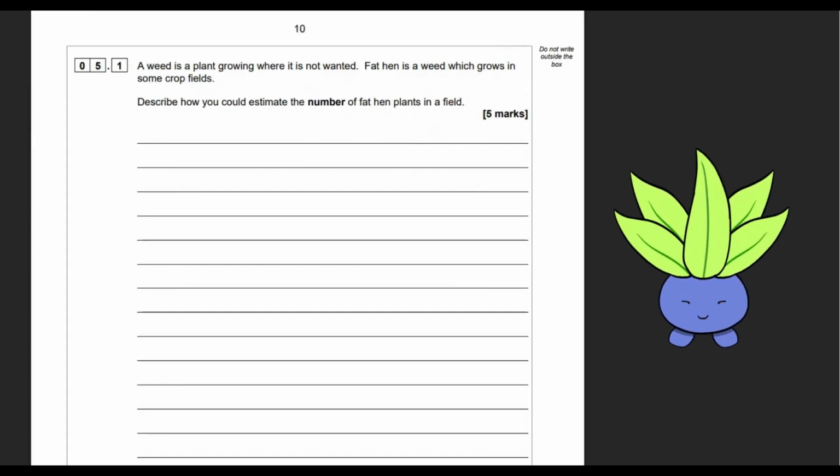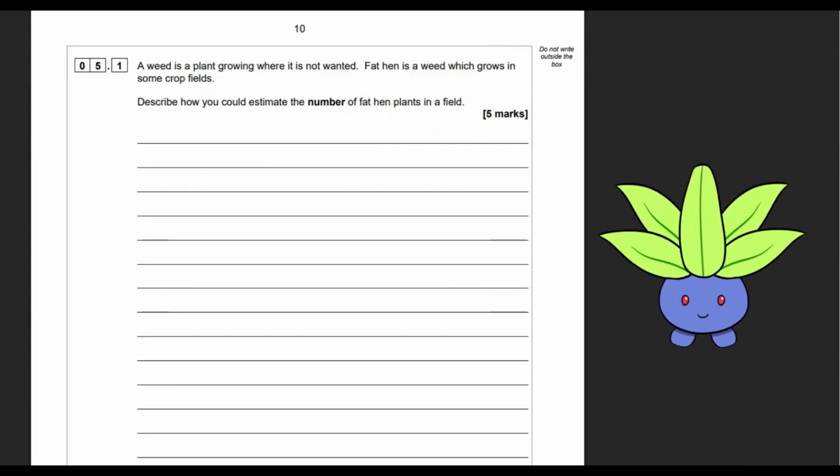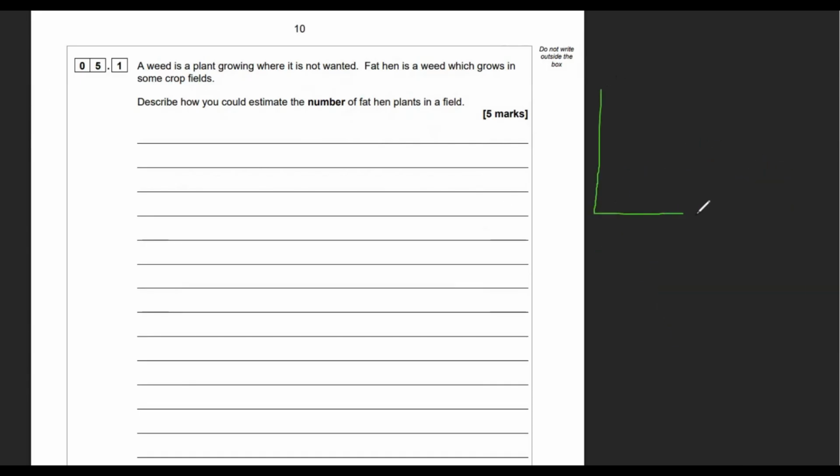I'm going through an A-level biology walkthrough question on the use of quadrats for sampling. A weed is a plant growing where it's not wanted. Fat hen is a weed which grows in some crop fields. Describe how to estimate the number of fat hen plants in a field.